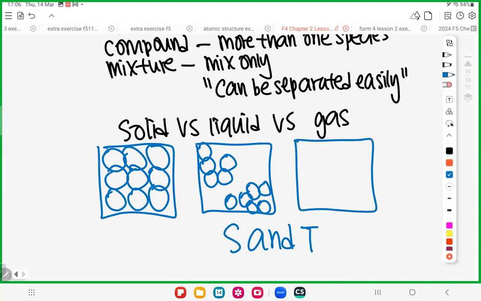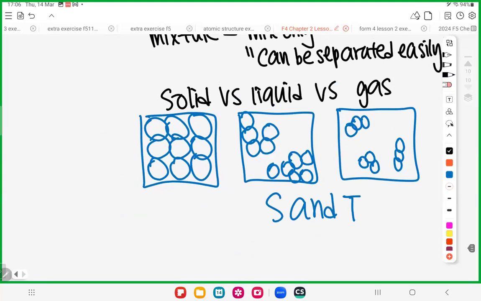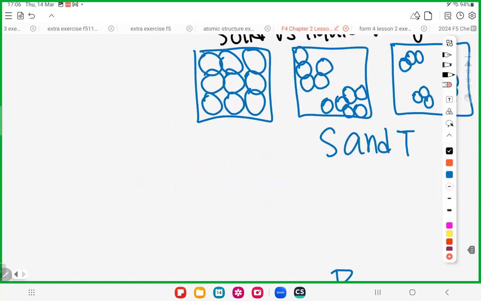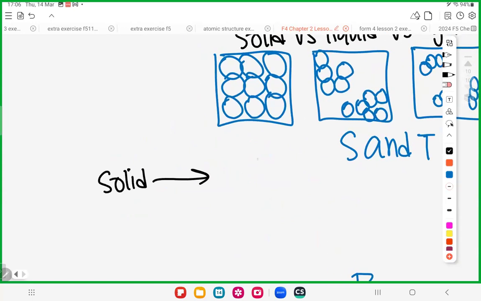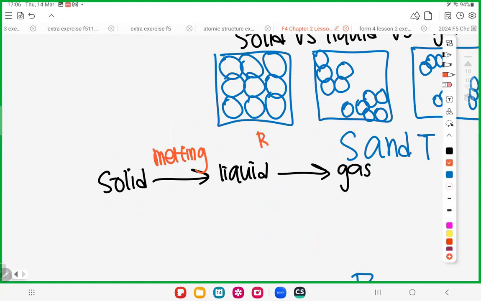For gas, the particles must be far apart. It doesn't have to be 1, 1, and 1; it can be 2 or 3, no problem, as long as they are far apart. We also learned how to convert from one state to another. Quick revision: solid converted to liquid is called melting. Liquid converted to gas is called boiling, and can also be called evaporation.